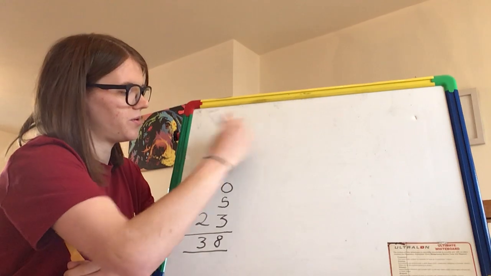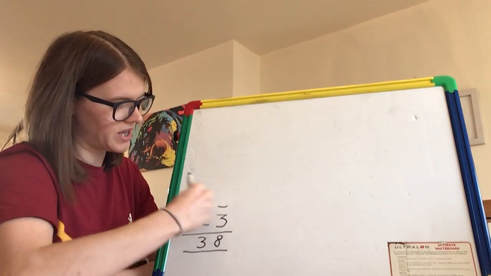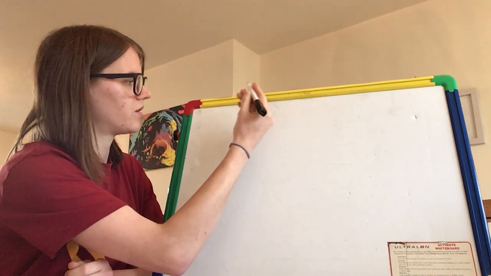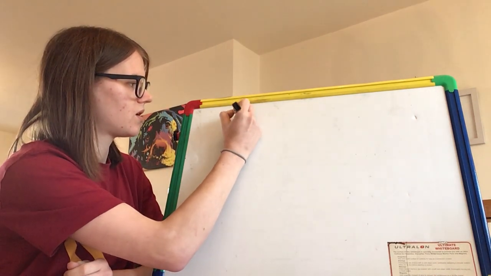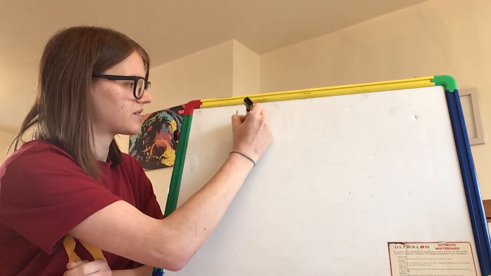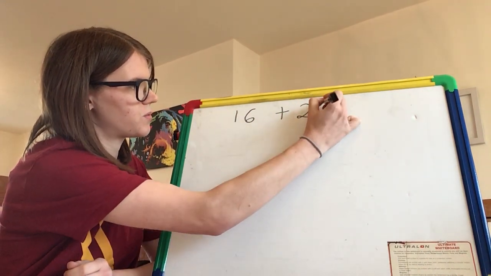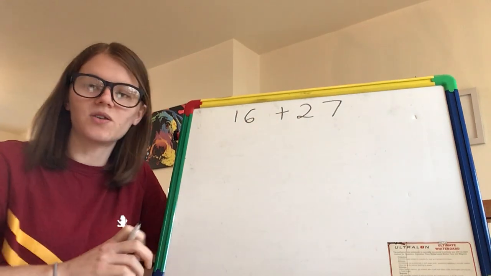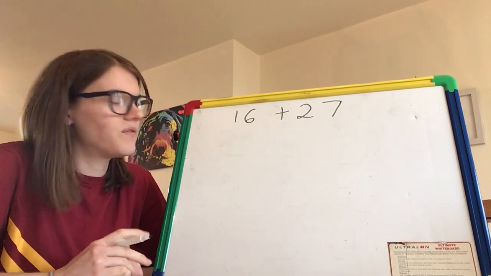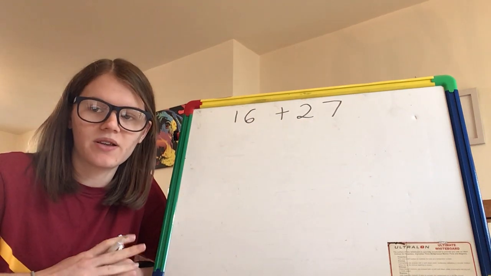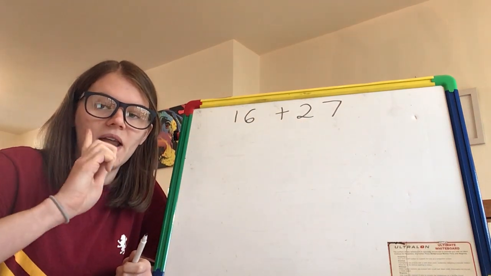You're going to have a go at drawing your bars and working it out, okay? Okay, let's go for 16 and 27. Okay, so pause the video here and have a go and see if you can draw your bars for these numbers, okay? So pause the video now.